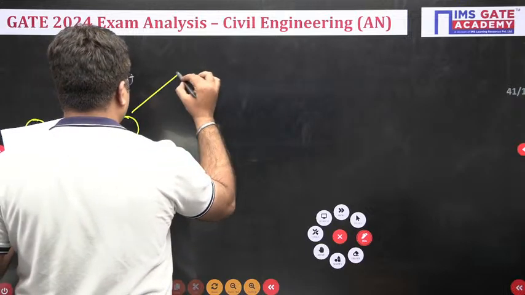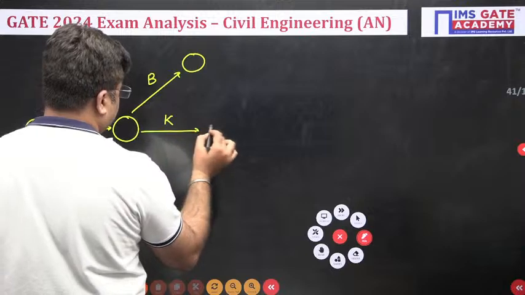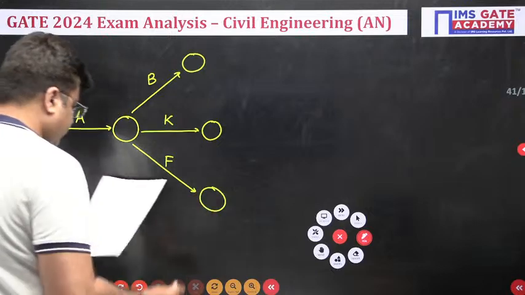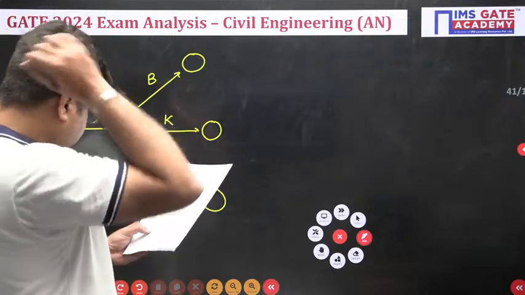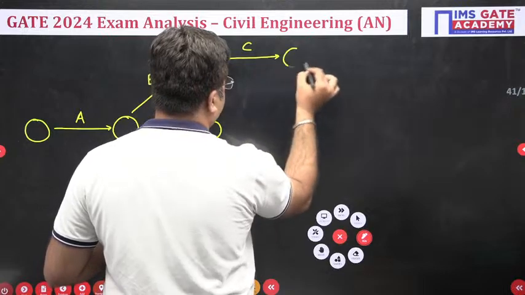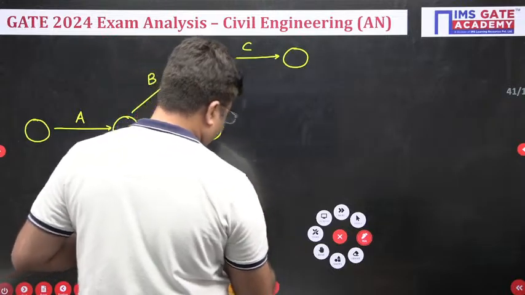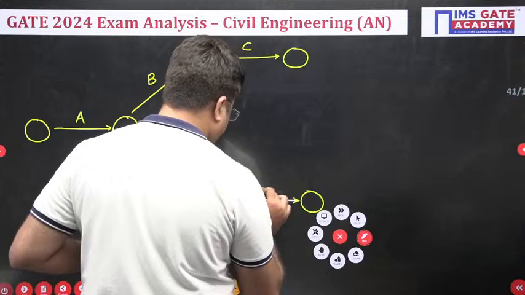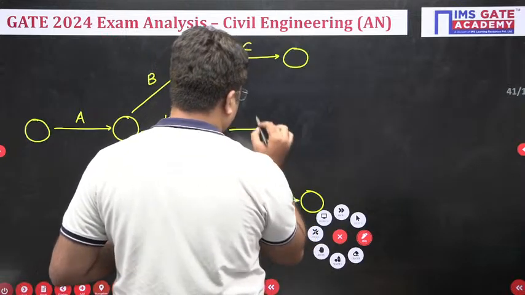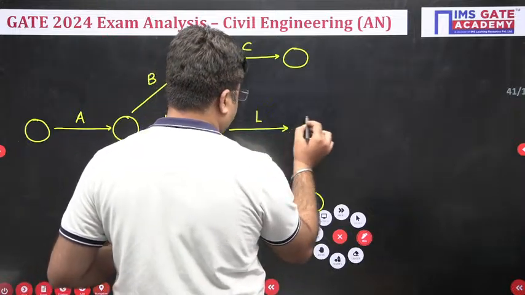So this is my activity B. This is my activity K, and this is my activity F. Okay. Then this activity C follows activity B. Then I have activity G, which is following activity F. Okay. Then I have activity L, which is following activity K.